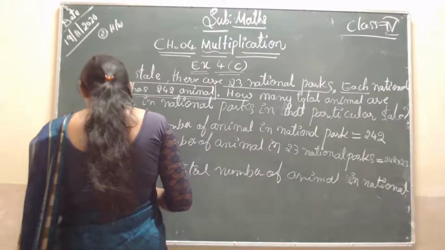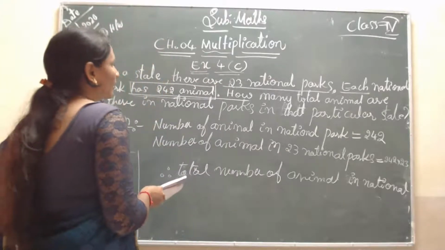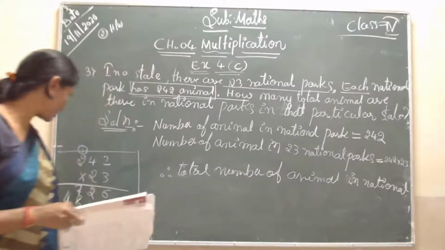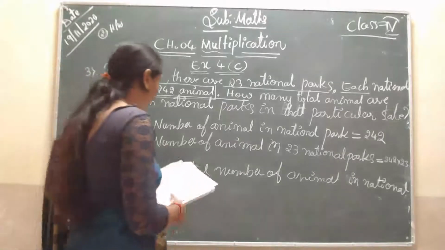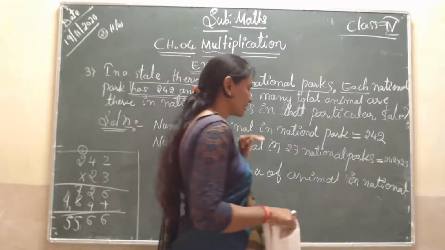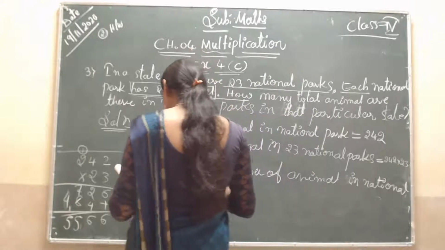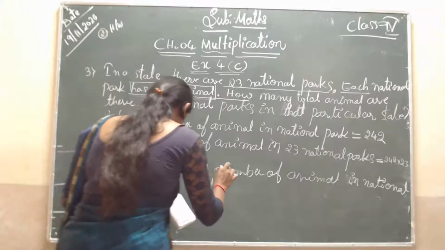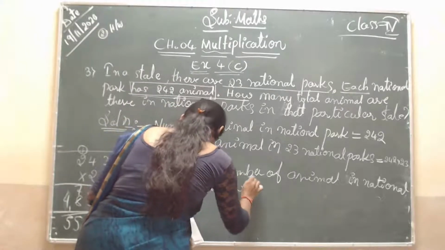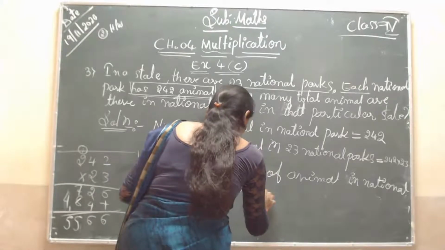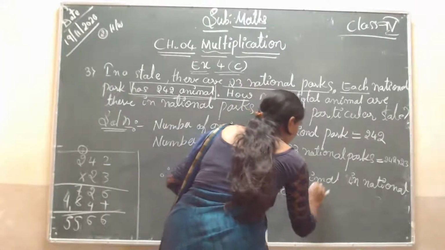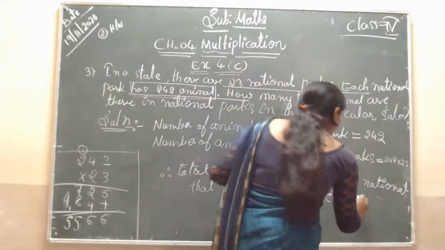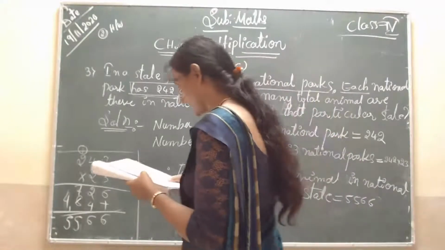Students, what is the total animals in 23 national parks? You already calculated that. What is your total animals? That is 5,566. Because you have to write here the total number of animals in a national park. So the total for that particular state is 5,566 animals in national park.